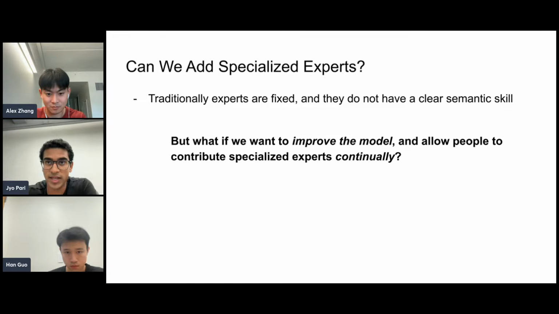Like, what if, let's say Han trains an expert, I train an expert, Alex trains an expert. Each now has a very clear semantic skill. How do we create a model that allows us to pool our experts together, right? I think there are a lot of capabilities you can gain when we treat our model as more dynamic and people can continually add experts that have specializations, and it comes into this idea of decentralized training, which Sewon's talk is going to talk about in full-fledged detail.